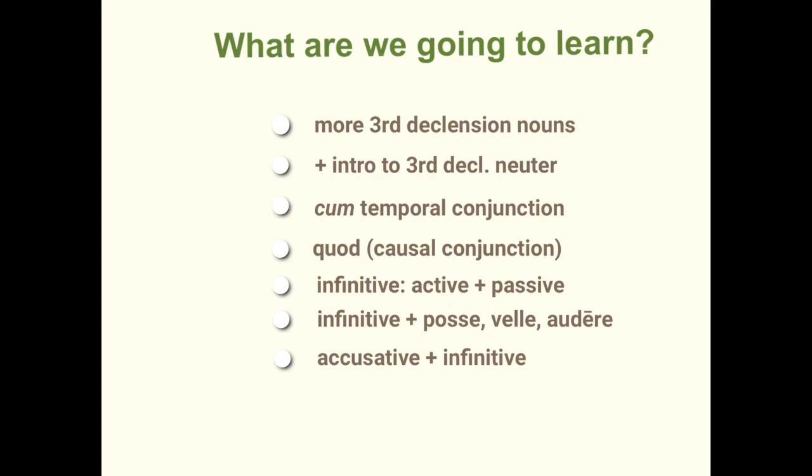In this tutorial, we're going to be covering these ideas. We'll be talking about third declension nouns, in fact, more third declension nouns, as you're already familiar with the basic functioning of this family of nouns. And we'll also be introducing a third gender into the third declension noun family, the neuter gender. We'll be talking about cum, not as a preposition, but as a temporal conjunction. We'll be talking about quod, used as a synonym for quia. We'll also be talking about various uses of the infinitive, including the active and the passive infinitive, the infinitive of verbs together with posse, velle, and audere, and about the accusative plus infinitive construction.